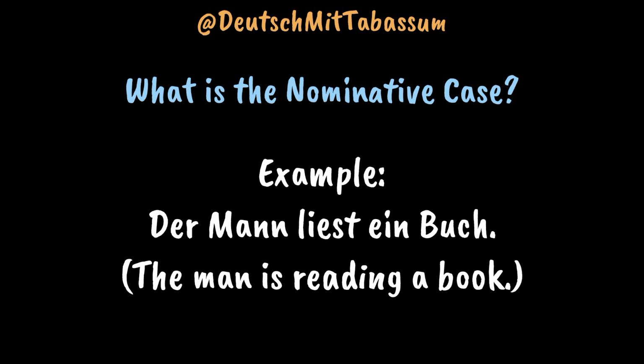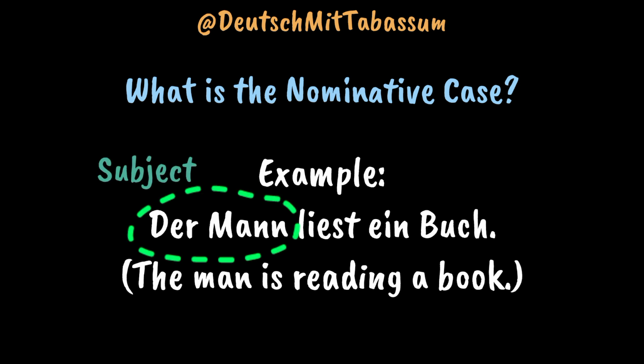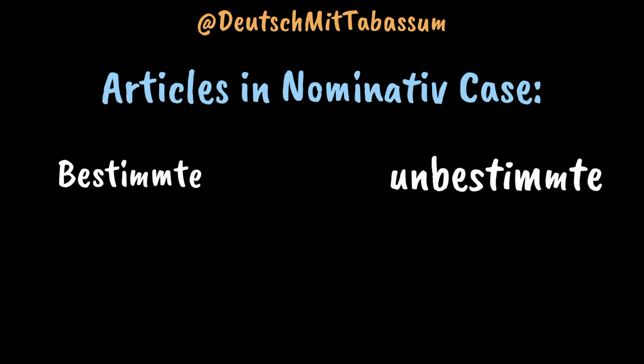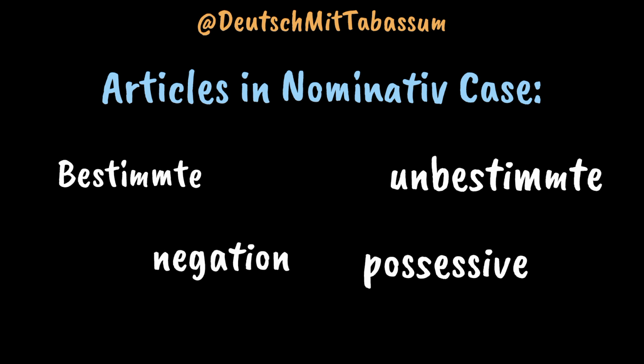Der Mann liest ein Buch. The man is reading a book. Here, the man is the subject of the sentence because he is doing the action of reading a book. Now, let's go through the articles in the nominative case. Every case has these 4 articles: bestimmter, unbestimmter, possessive, and negation article. Let's go through each one of them with examples.